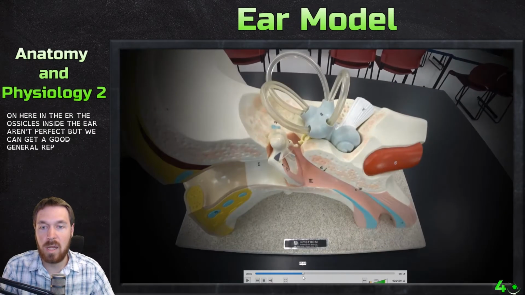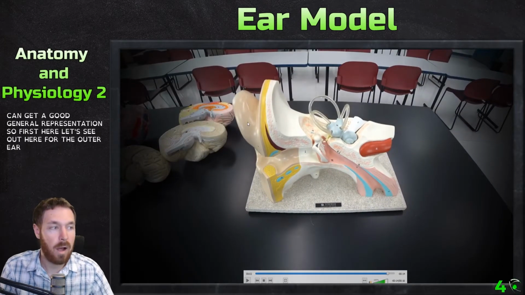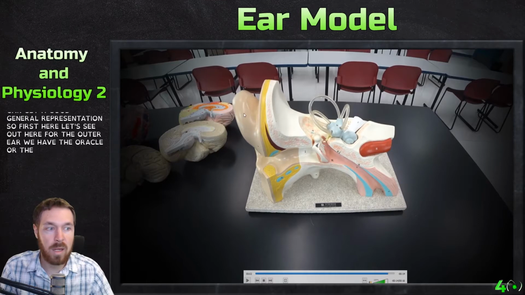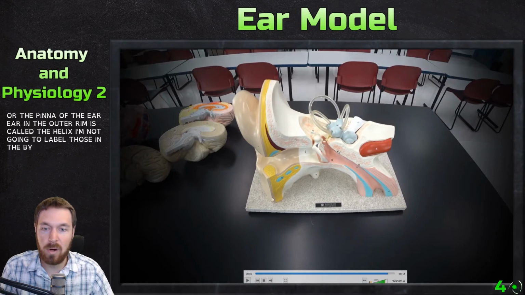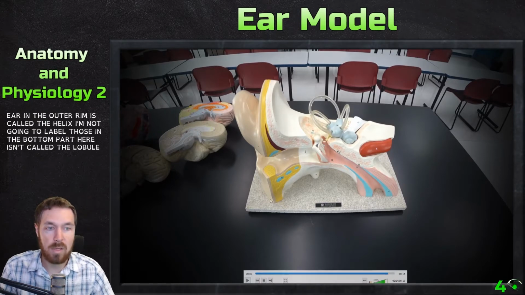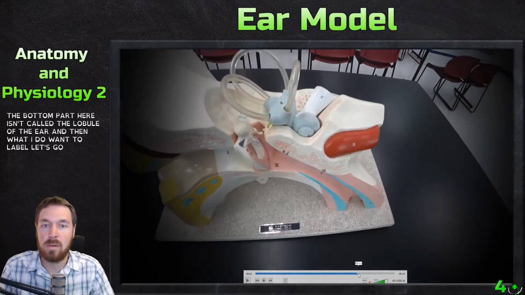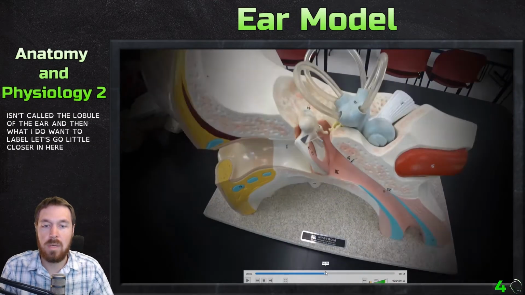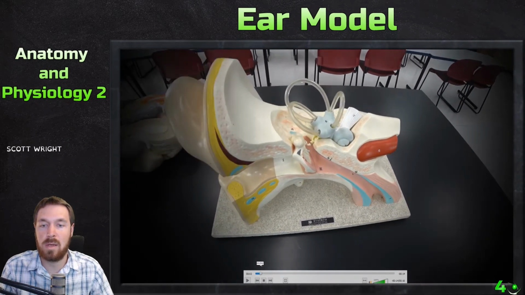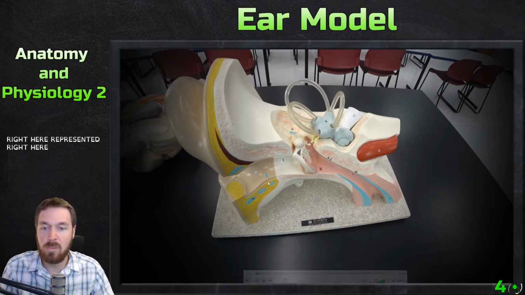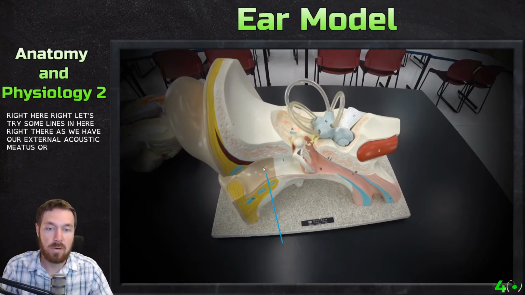a good general representation. So first here, for the outer ear, we have the auricle, or the pinna of the ear, and the outer rim is called the helix. I'm not going to label those, and the bottom part here is then called the lobule of the ear. And then what I do want to label, let's go a little closer in here. Let's go right here. We're pretty centered right here. All right, let's draw some lines in here. Right there we have our external acoustic meatus, or that's our ear canal.